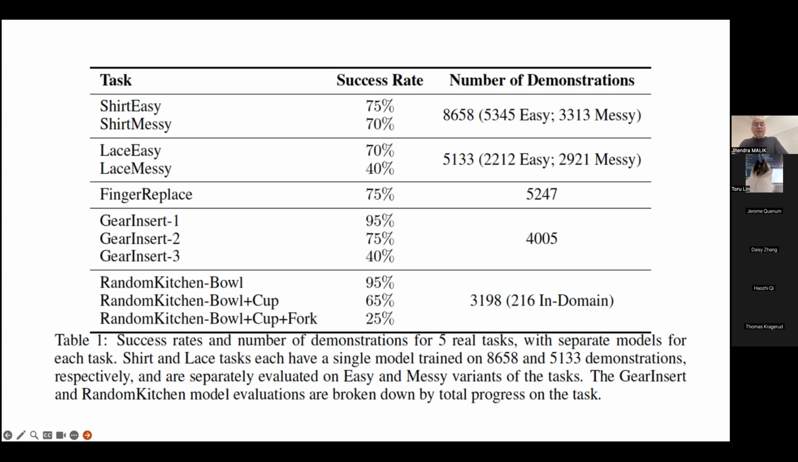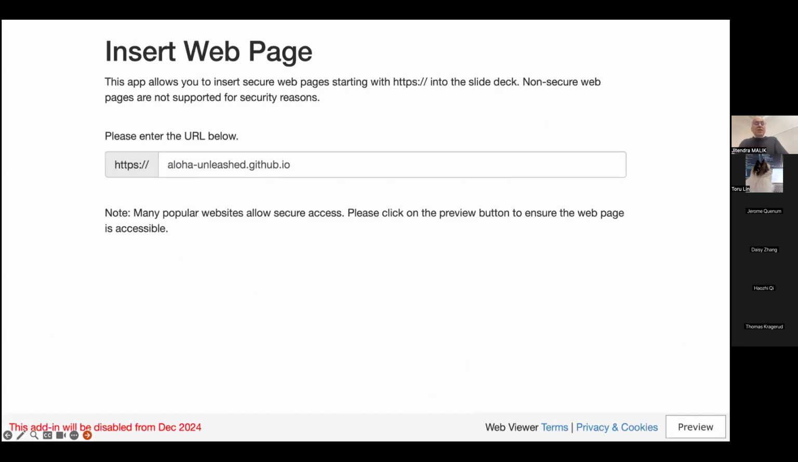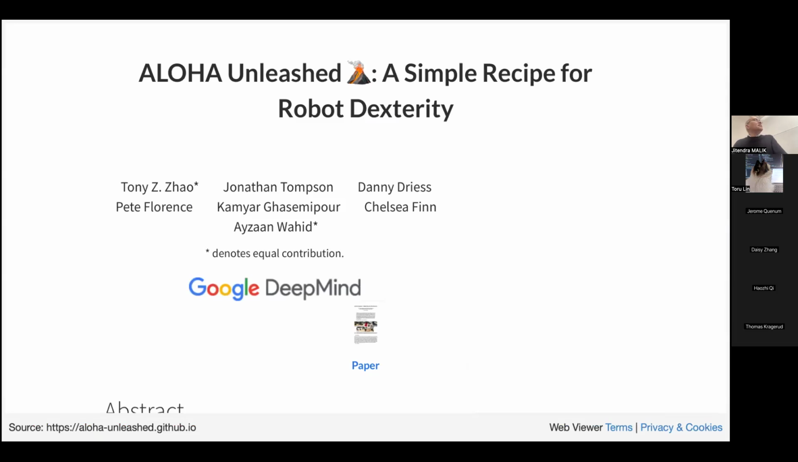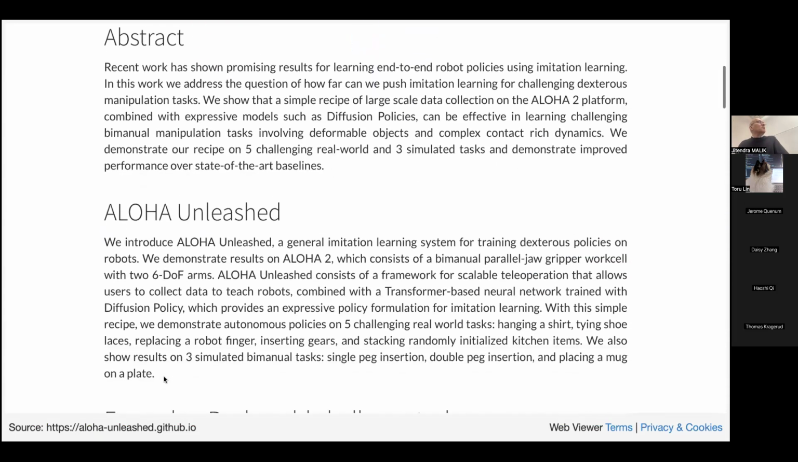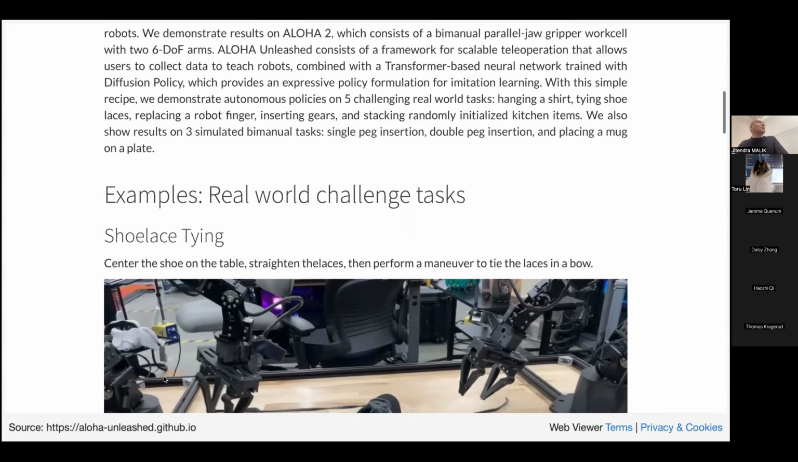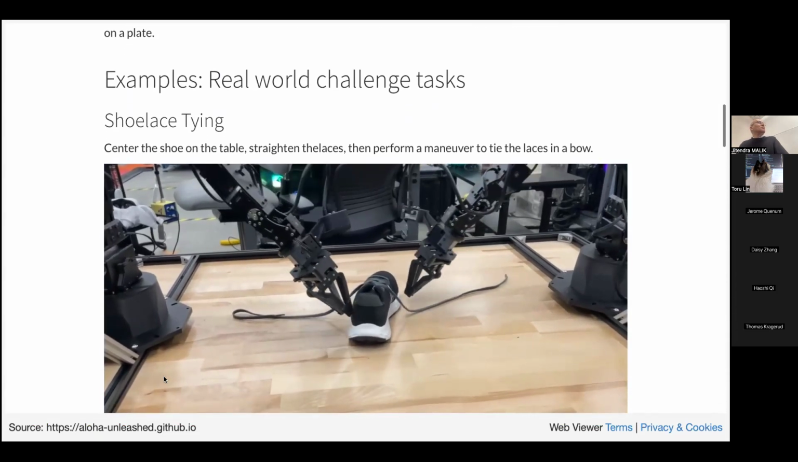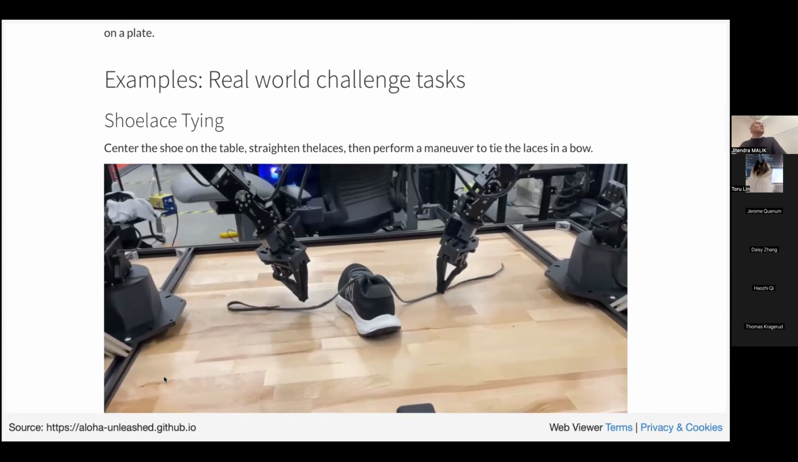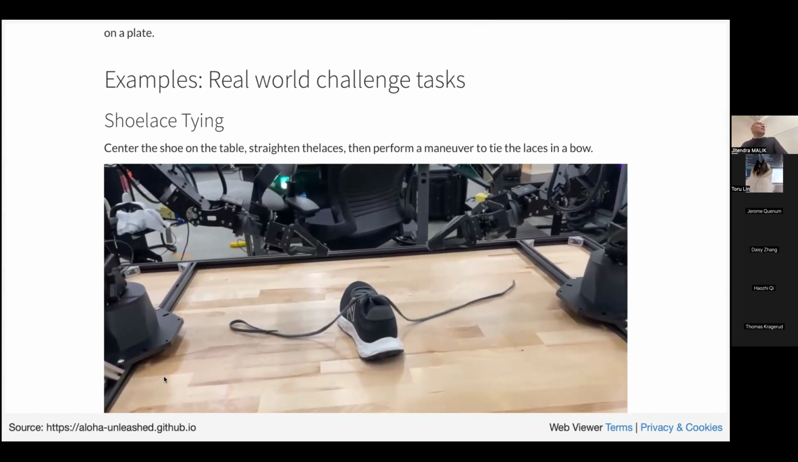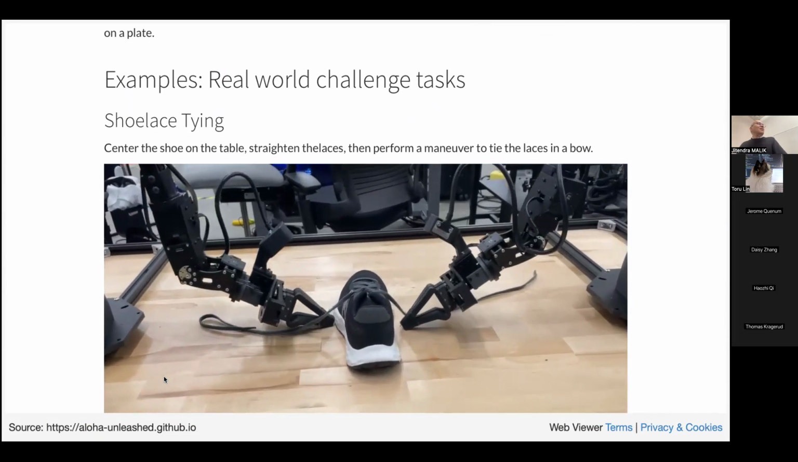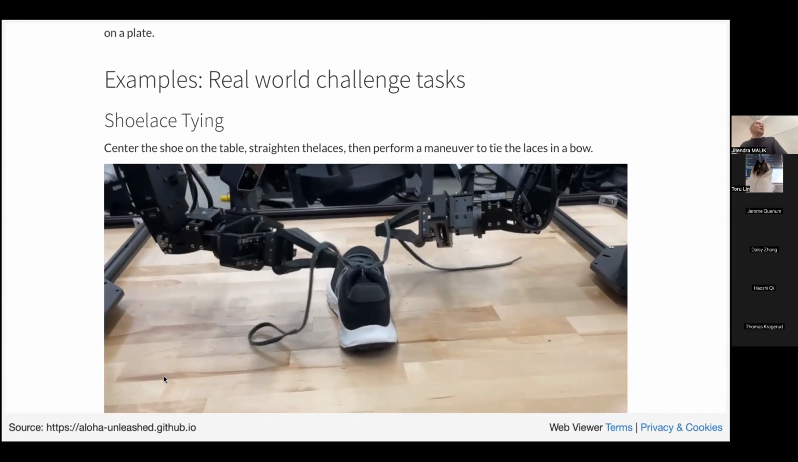Let me see. This is their web page, and I'm going to scroll the web page because this way you get to see the demos. Demo Aloha Unleashed. This is the demo of the shoelace tying. Let's observe it. So there.